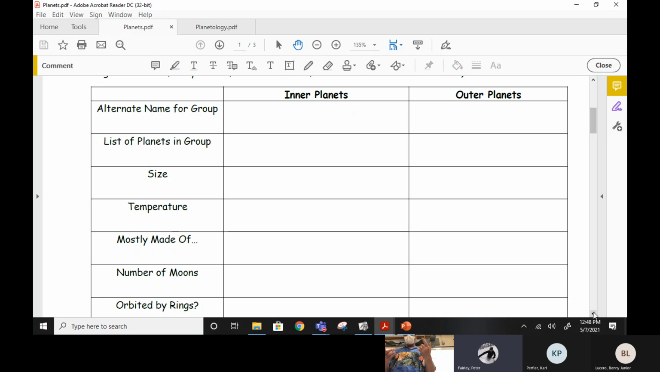So, at any rate, where are we? Number of moons. Well, let's see. Mercury has no moons. Venus has no moons. The Earth has one moon. Mars has two moons. Jupiter has dozens of moons. Saturn has dozens of moons. So the number of moons for inner planets is few or none. And for outer planets, it would be many. Same is true for Uranus and Neptune.